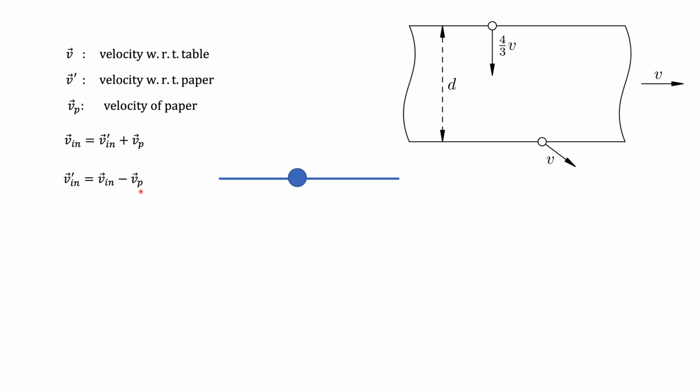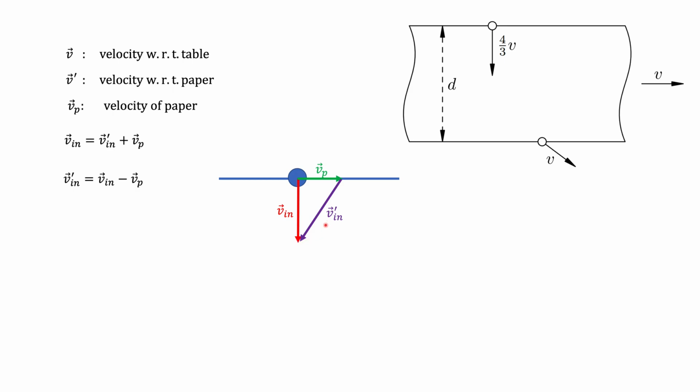First of all, let's see what's happening when the coin gets on the paper. So let's say this round thing is our coin. This blue line is the top edge of the paper. Now, we get v in, velocity of the coin with respect to the table. We get velocity of the paper. And now we need to subtract one from another to get velocity of the coin with respect to the paper. And by rules of subtraction of the vectors, this is the vector we're interested in.